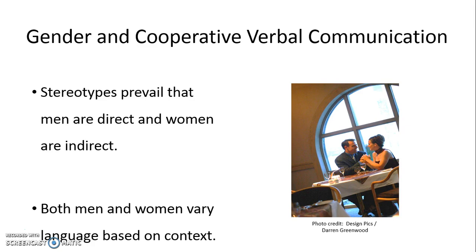There have been times where I've had guy friends who have been very indirect. And I said, okay, just tell me what it is. And there have been times where I've been told I was a little too direct. And that maybe hurt somebody's feelings and I should have been a little bit more indirect. So it varies.